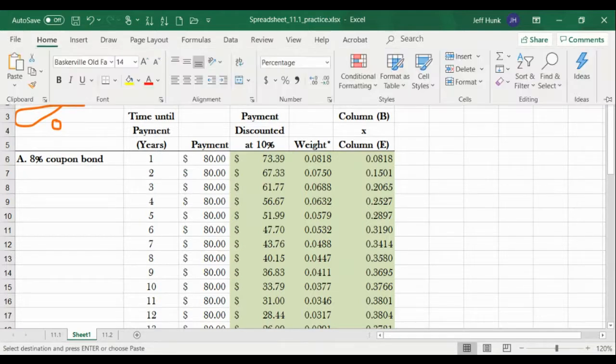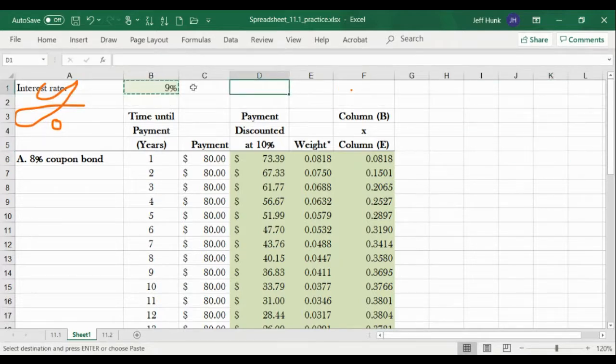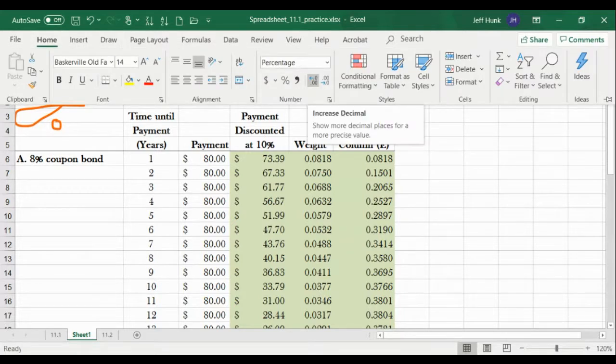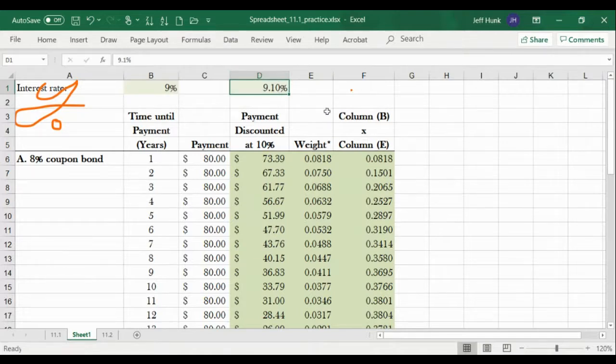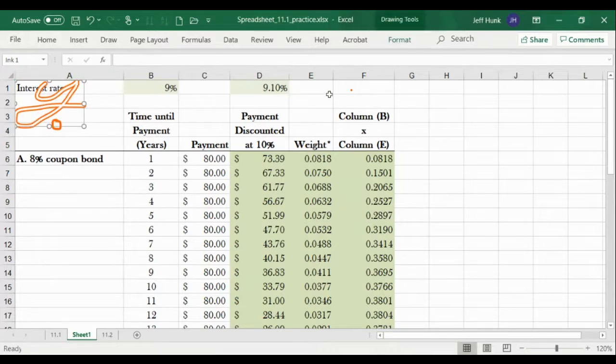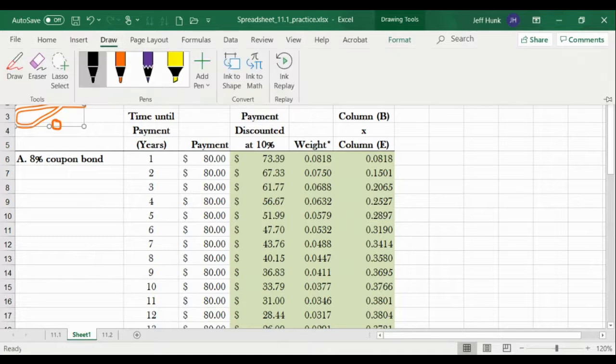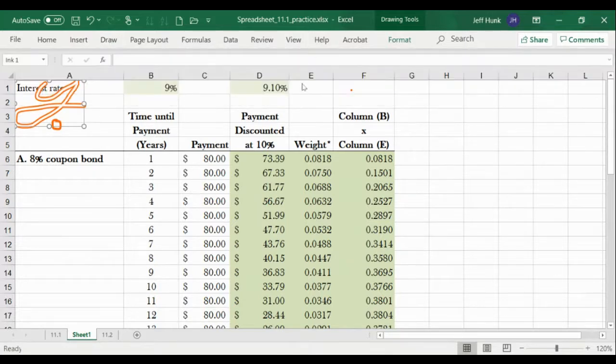No, copy this one. Paste here and change that to 9.1%, right? You might wonder why it is still showing 9. It's because Excel is set to round decimals by default, so you need to increase decimal. Okay, now 2 decimal places. So this is yield to maturity 1.